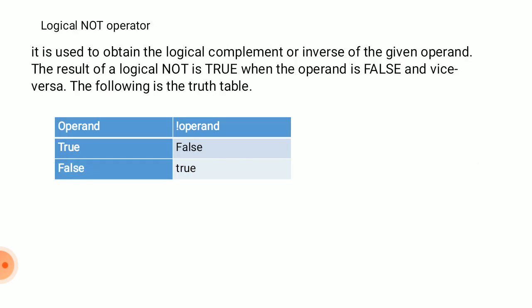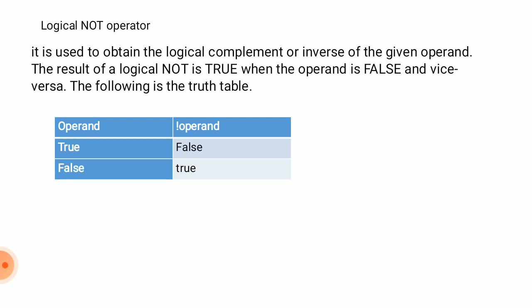The third one is the logical NOT operator. Logical NOT operator means it obtains the logical complement or inverse of the given operand. So, here we take only one operand, and it gives the result exactly opposite of the given operand. That is, a logical NOT is true when the operand is false and vice versa. If the operand is true, then the result is false. If the operand is false, the result will be true. That is vice versa.